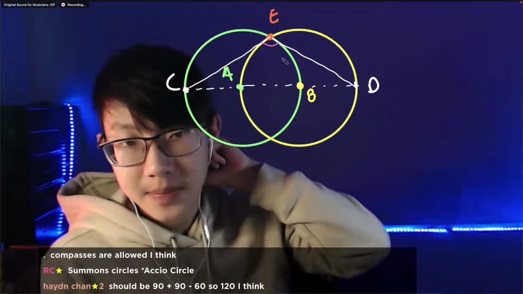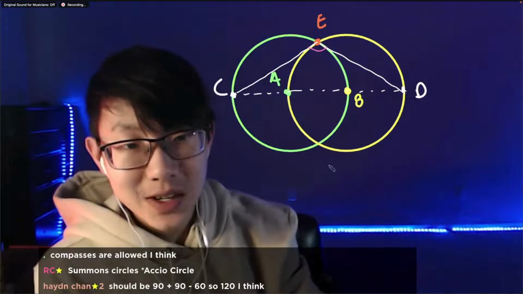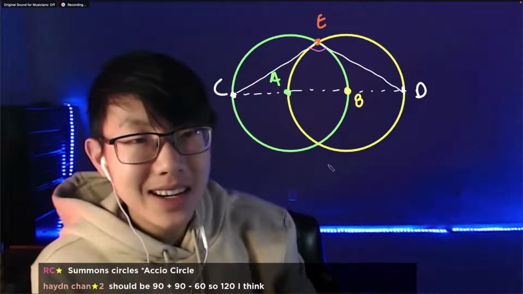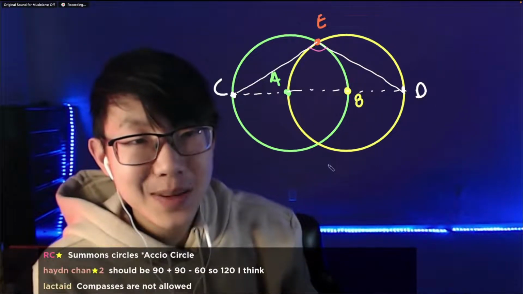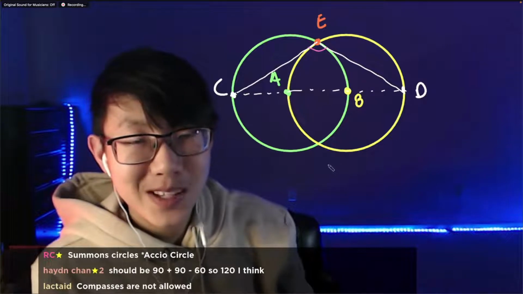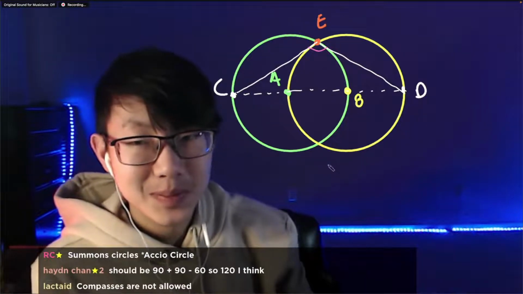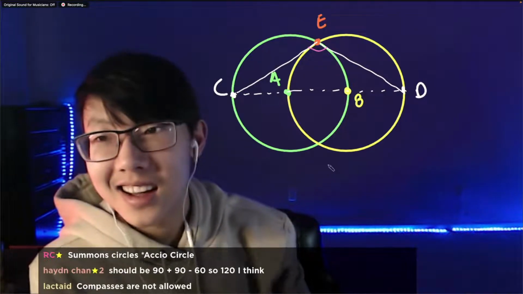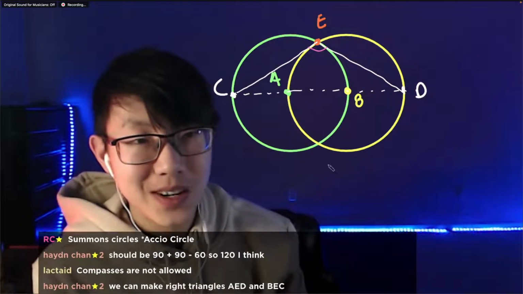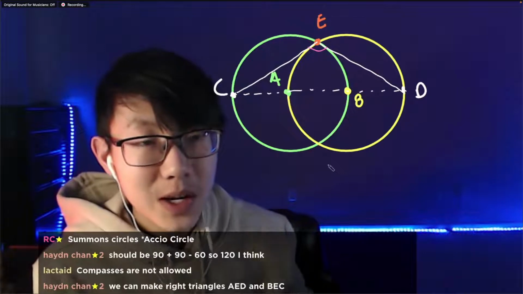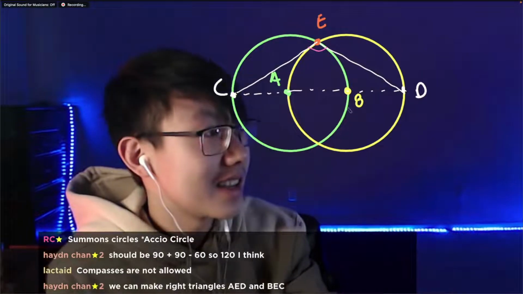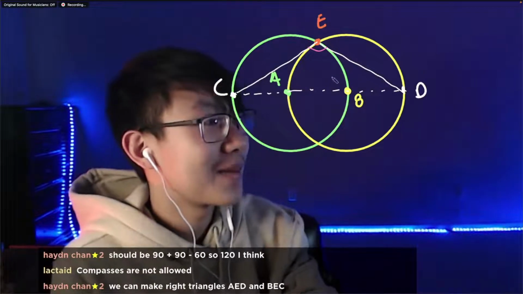How can we go about this? Okay, that's really interesting. 90 plus 90 minus 60. Where did you get the 90 plus 90 minus 60? I think that's a really cool way to think about it. How did you get that? There's a bunch of different ways to look at this because of the way circles and triangles work. Make right triangles AED and BEC. That's really cool. I was not thinking about that.